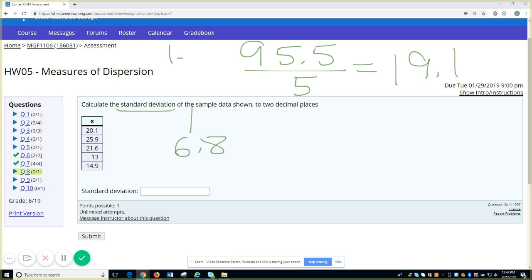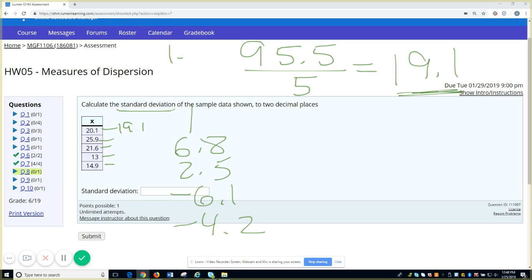So I'm just subtracting the mean from each data value here. Like so. Now I'm getting those numbers. Then 13 minus 19.1 is negative 6.1. And the last deviation is negative 4.2.